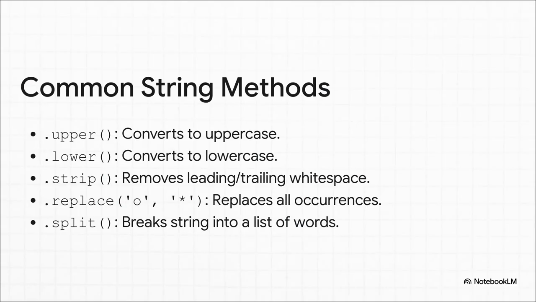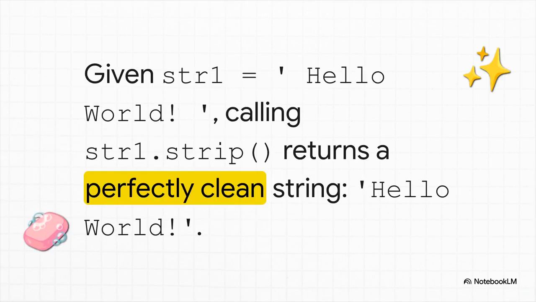Now this is where the real fun begins. Strings come with a ton of built-in methods. You can think of these like special functions that are attached right to the string itself. In one simple command, you can make everything uppercase or lowercase, get rid of annoying white space, replace certain characters, or even chop up a sentence into a list of words. And here is a perfect example of why these are so great. Let's say you get some data from a user, and it's messy. It's got all these extra spaces at the beginning and end. Instead of writing a bunch of code to fix it, you just call .strip and boom, done. You get back a perfectly clean string.